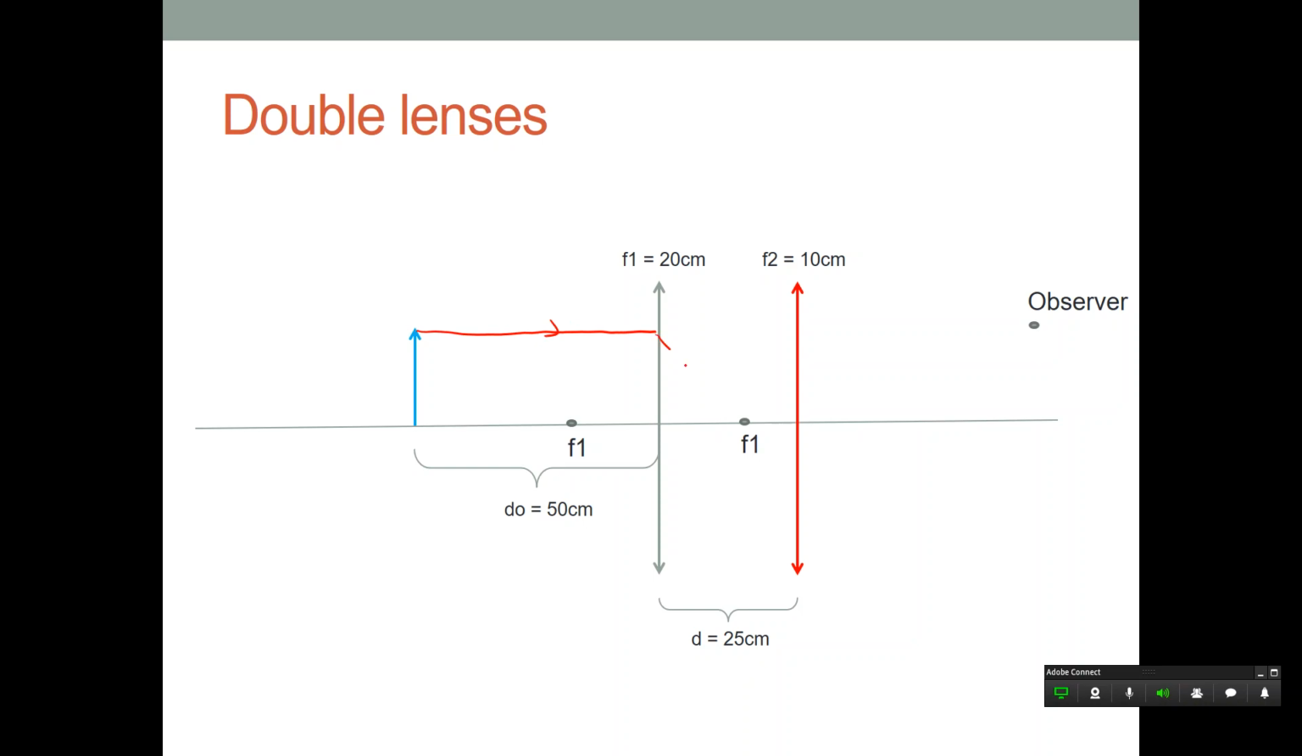Parallel into the focal point. Next one. Focal point to parallel. This is not going to work. Okay, and then through the center, straight across. Not bad. All right. So that means that ignoring this lens here, my object was formed right here.